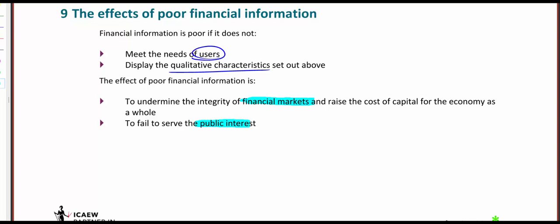Okay, that's all for chapter 6 then. Chapter 7 coming up next with a closer look at the business's finance function.